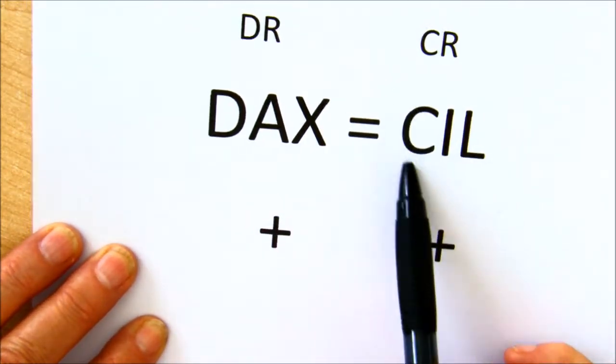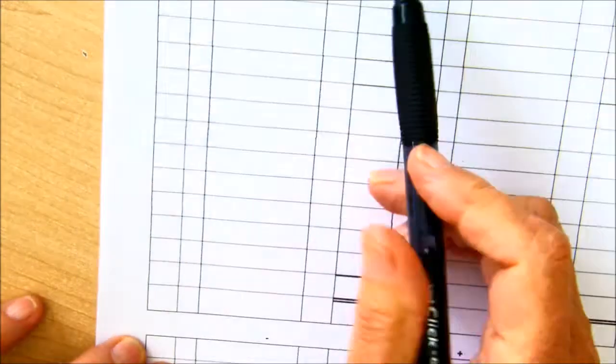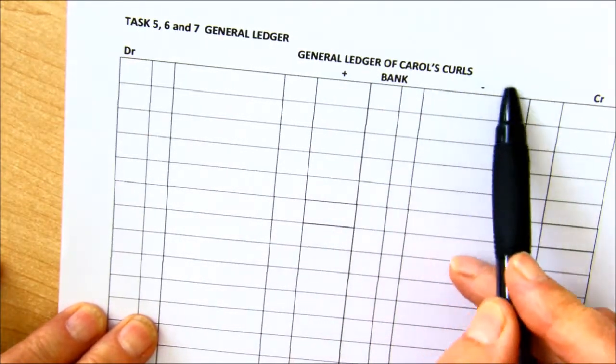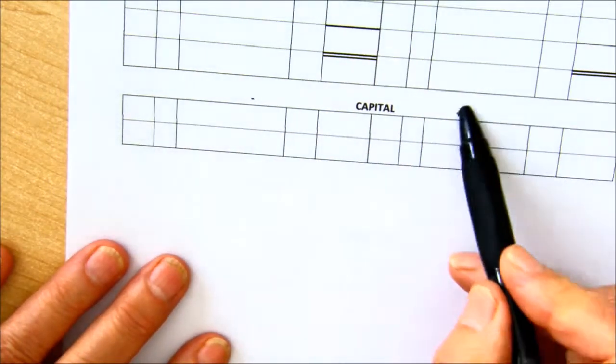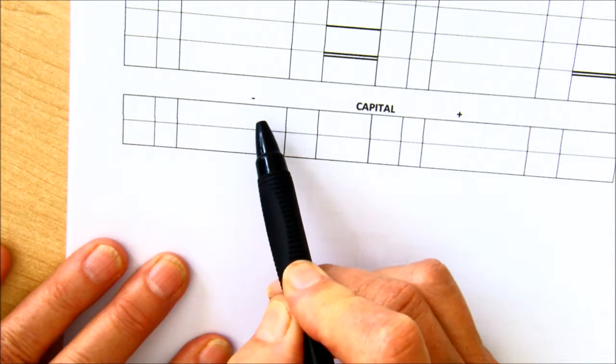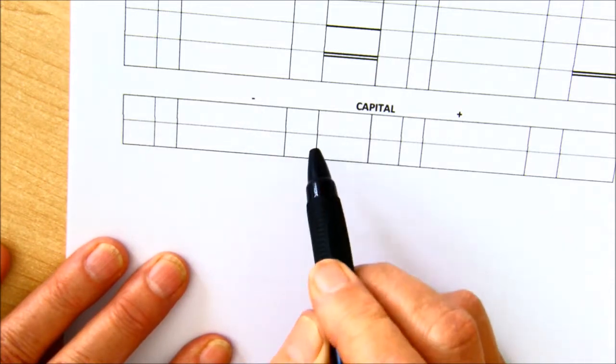Capital, on the other hand, will increase on the credit side. So I've put next to bank here a plus on the debit, and therefore the minus will be on the opposite side. Capital will increase on the credit and decrease on the debit. And especially at the beginning, put these plus and minus signs on. It'll make it much easier for you.